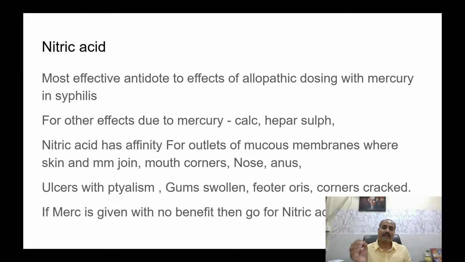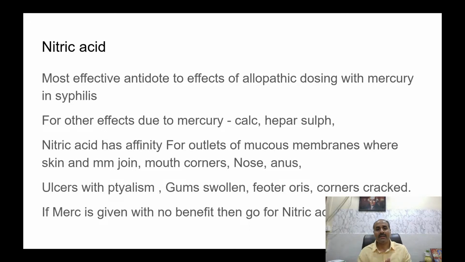Nitric acid is one of the medicines which Dr. Nash mentions in the beginning for allopathic dosing with mercury in syphilis. However, now we see it is useful in any other case also from allopathic overdosing, especially antibiotics. And he also tells that nitric acid is not the only medicine, but Calcarea and Hepar sulph can also be employed provided the symptoms match.